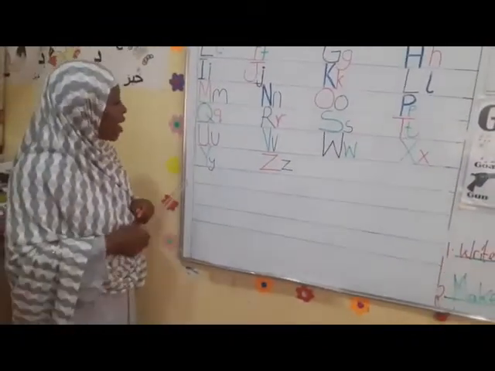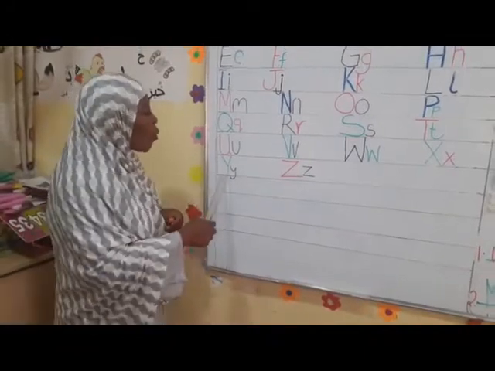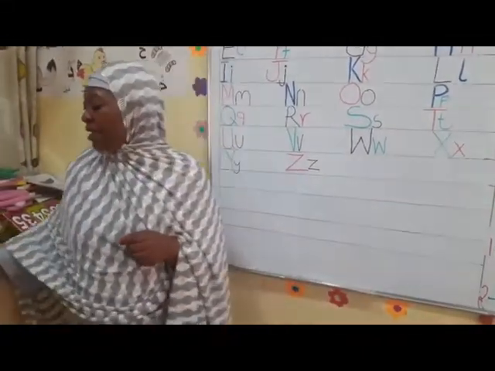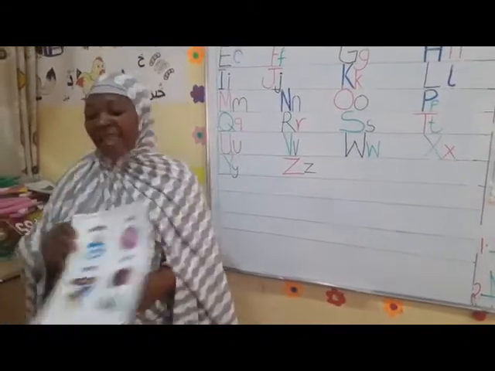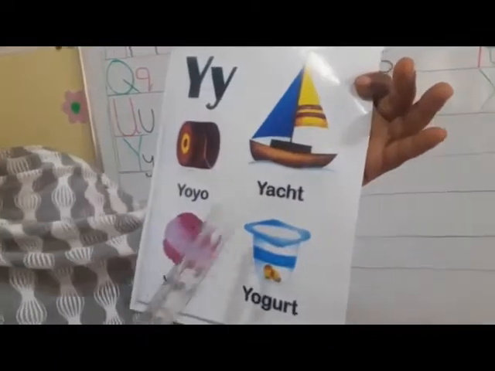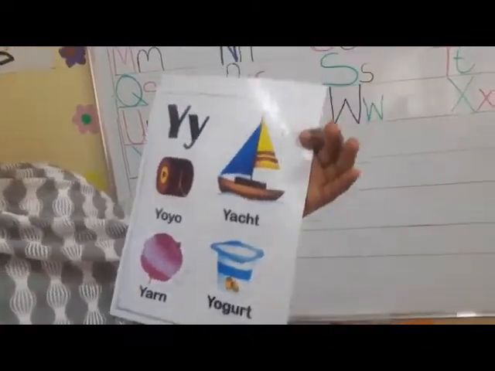The next letter is what? Letter Y. Can you all say it? Letter Y. How does it sound? Y. Again, y. As in yo-yo. As in yacht. As in yam.